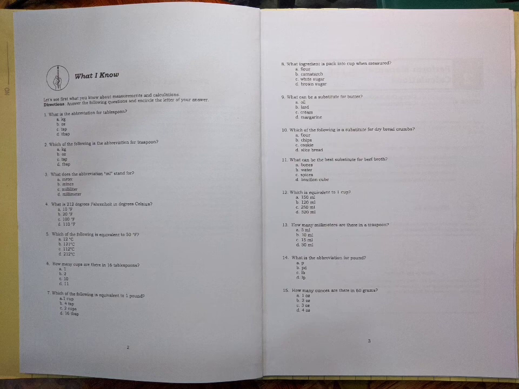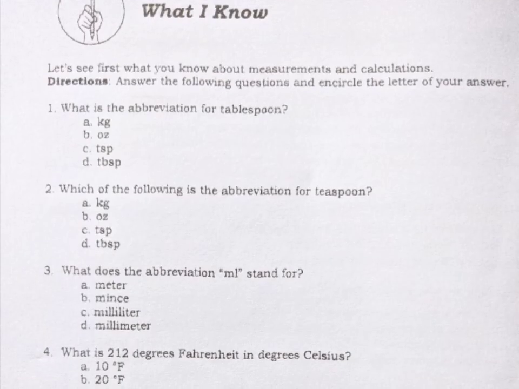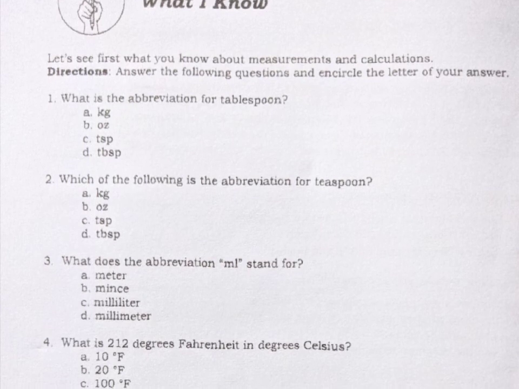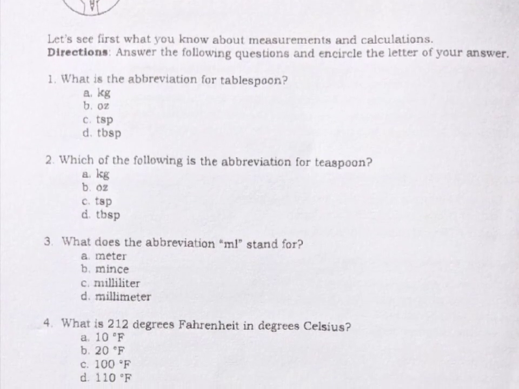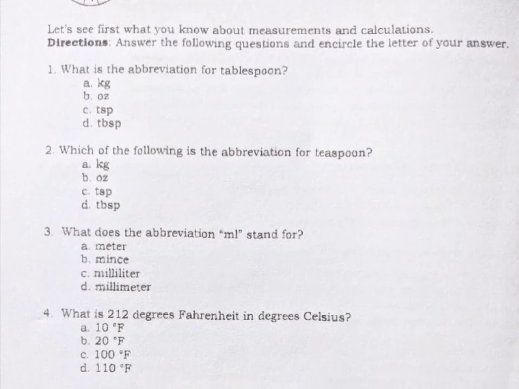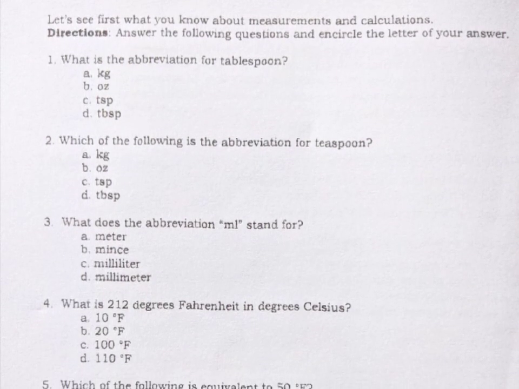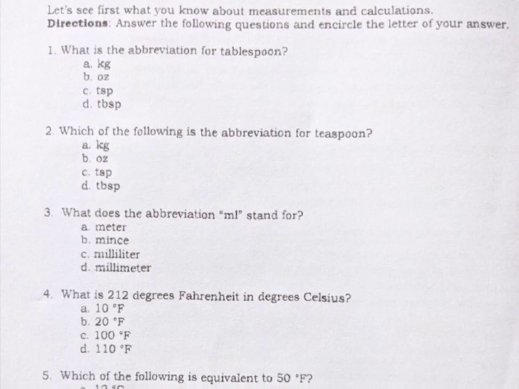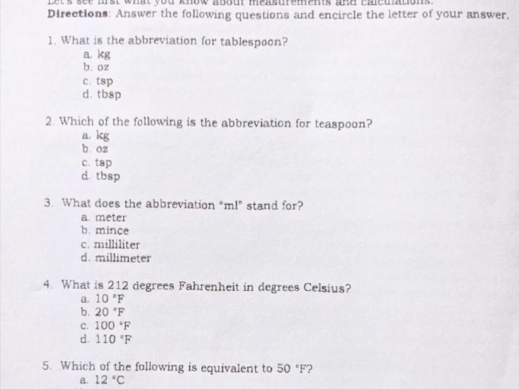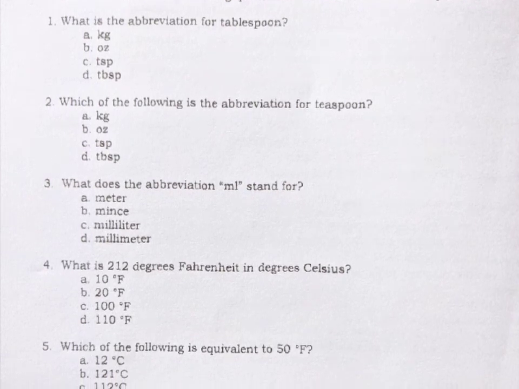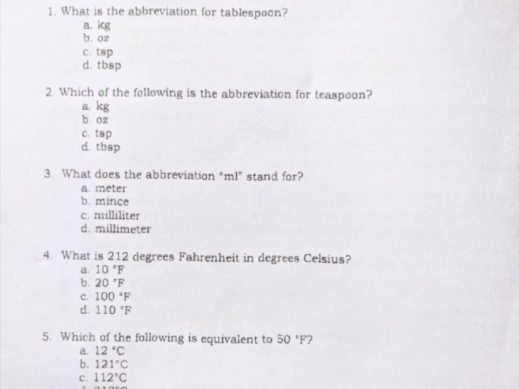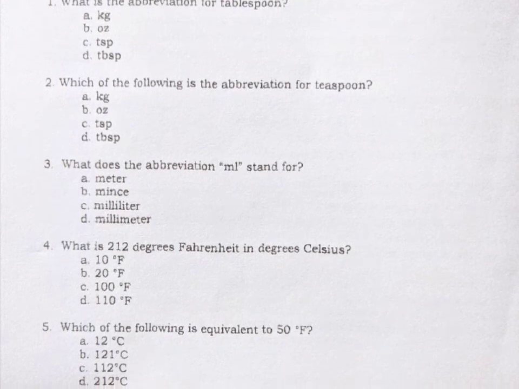In pages 2 and 3, answer with me the What I Know part of this module. Let me read the directions first. Let's see first what you know about measurements and calculations. Answer the following questions and encircle the letter of your answer. Number 1. What is the abbreviation of tablespoon? The answer is TBSP. Number 2. Which of the following is the abbreviation of teaspoon?